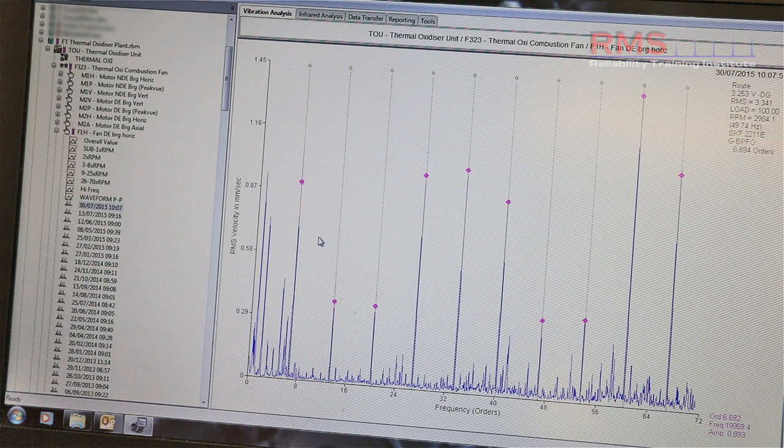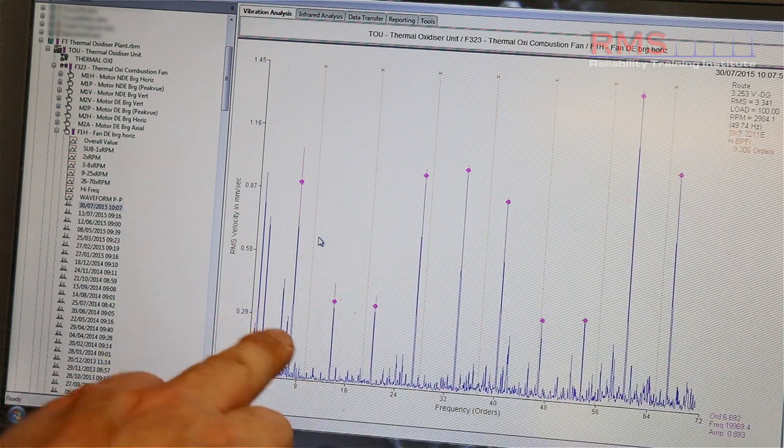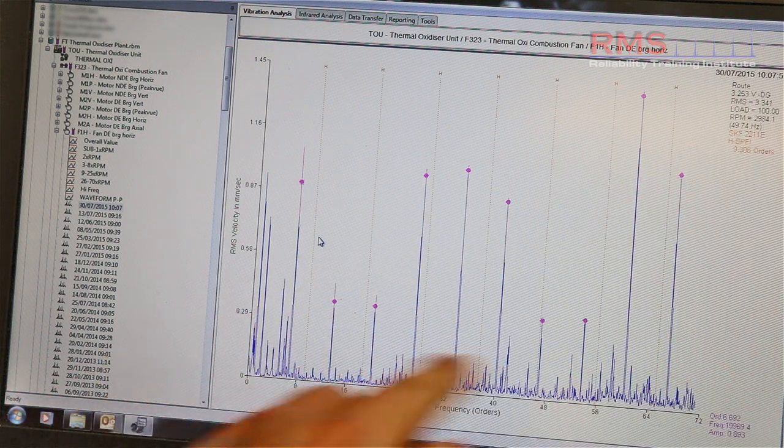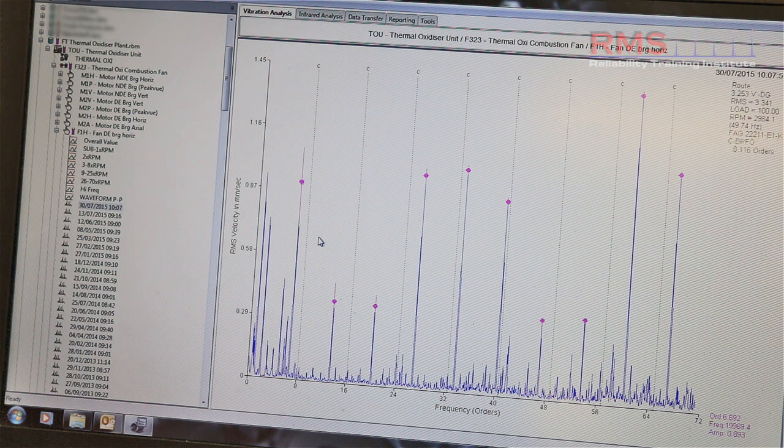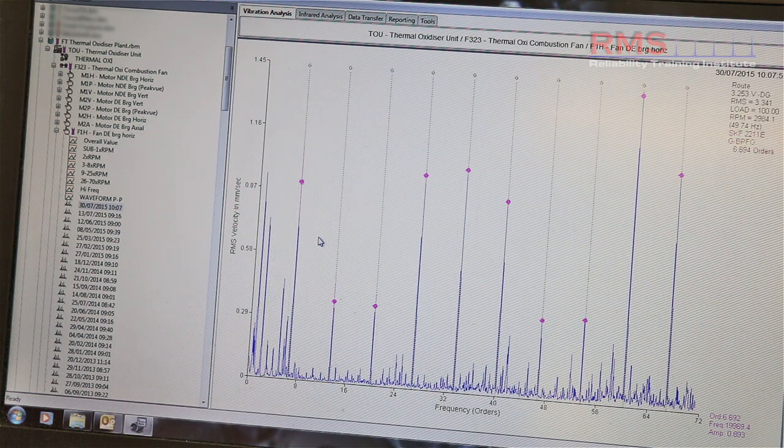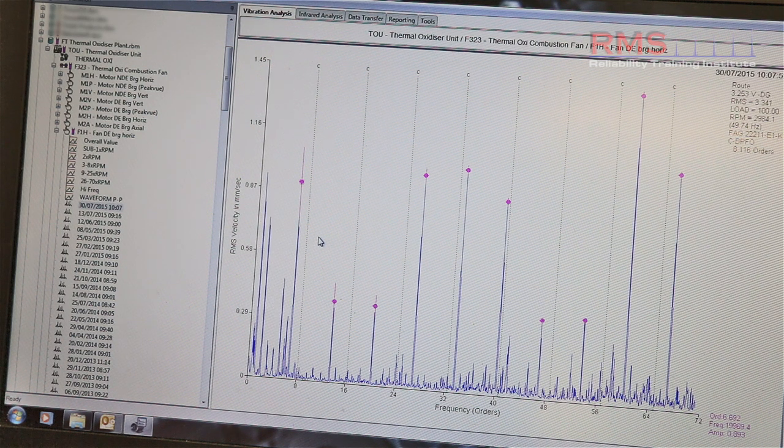Let's just look for the inner race frequencies, which are a lot higher, 9.3. We've not got a match there. I've also got the non-drive end bearing in, and none of that's matching either. So I can say 100% that the problem is a drive end bearing outer race defect.